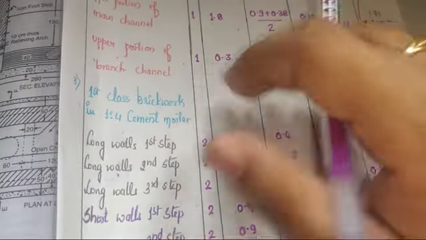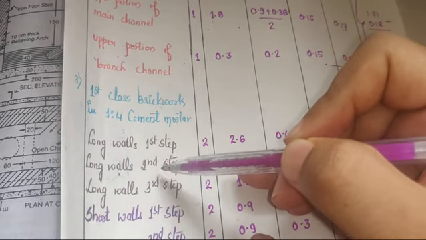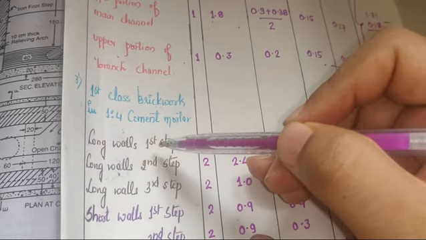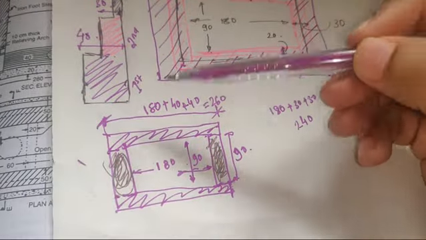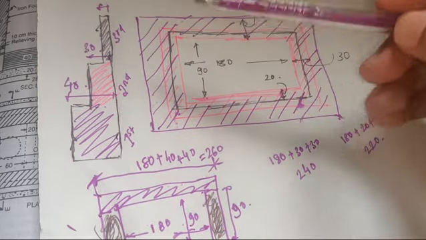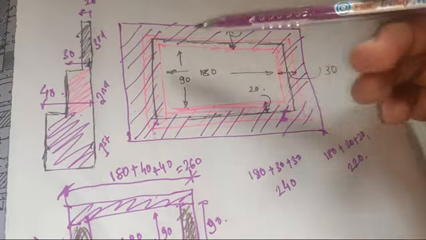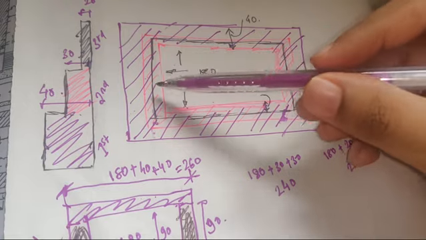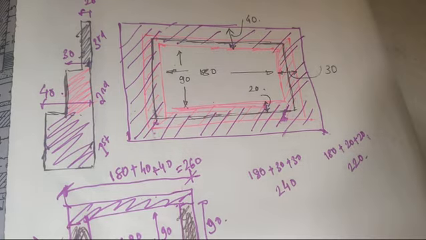Now in that same pattern, I'll take long walls for the first step, second step and third step. So how many long walls for the first step? Again look at this figure. The long wall for the first step is 40 centimeters. There are two long walls for 40, two long walls for 30, two long walls for 20. Similarly, two short walls for 40, two short walls for 30, two short walls for 20, right?